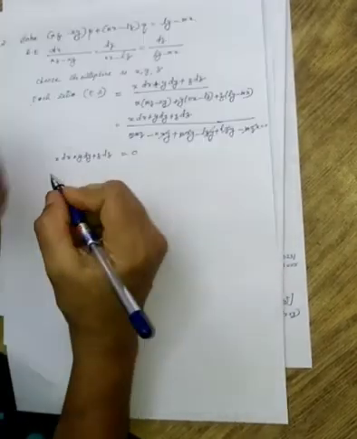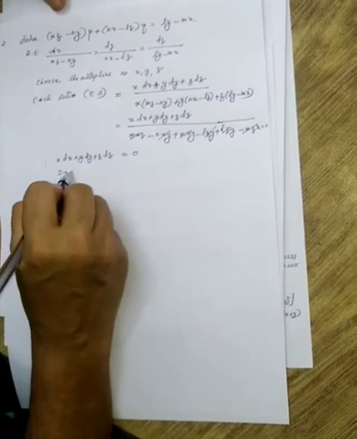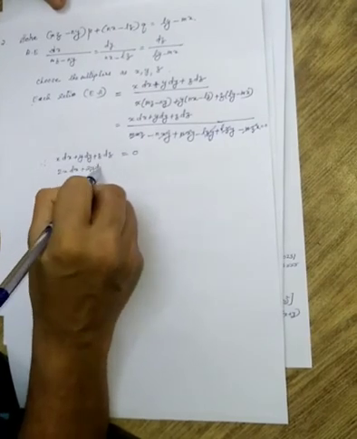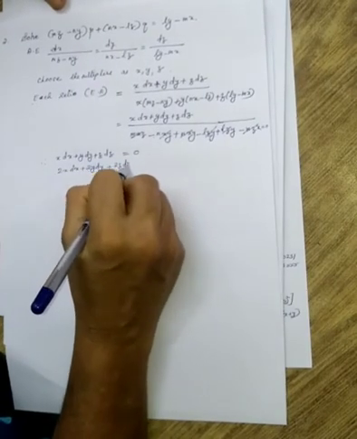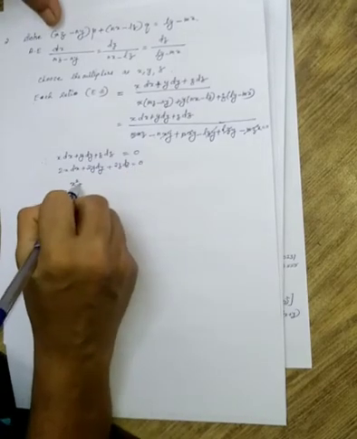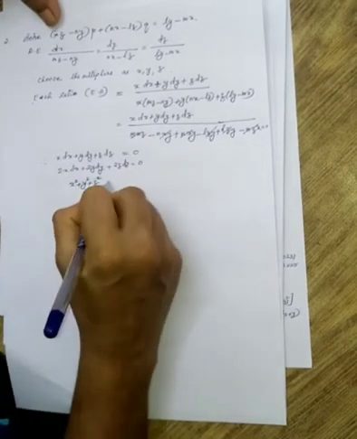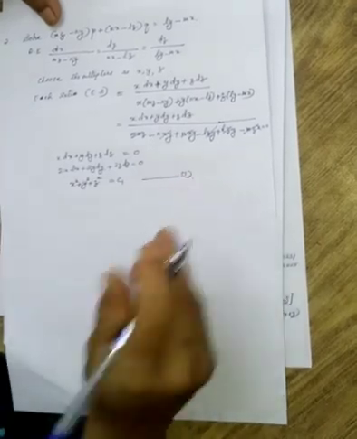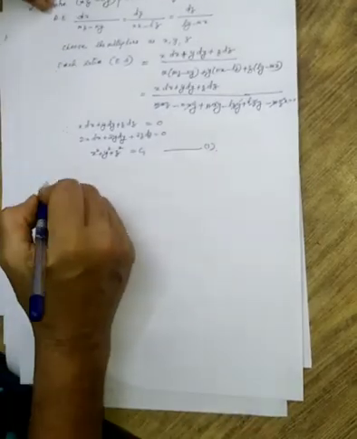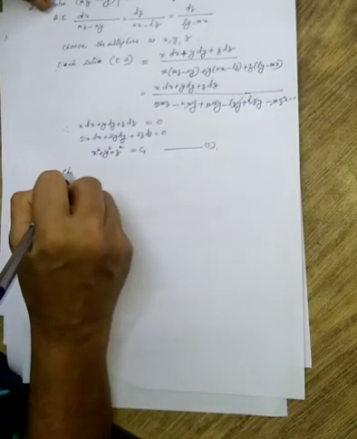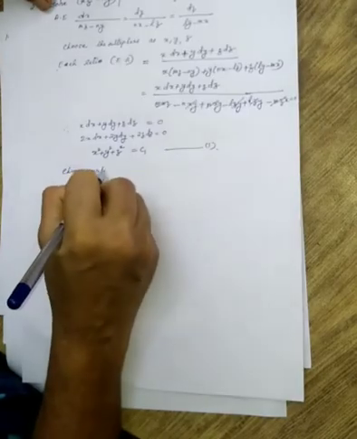That implies, as before, we are multiplying with the 2. So 2x dx plus 2y dy plus 2z dz equal to 0. Therefore x square plus y square plus z square equal to c1. So this is the first part of the solution. Now we are multiplying again. We are choosing another set of multipliers.